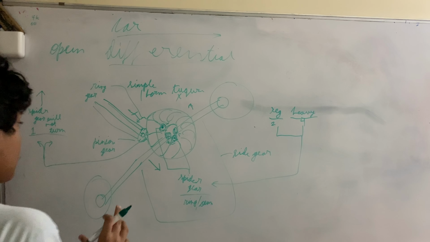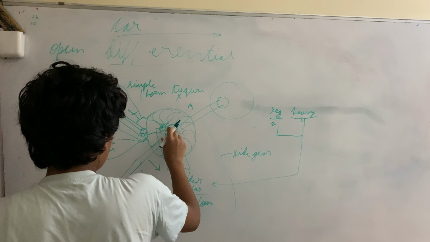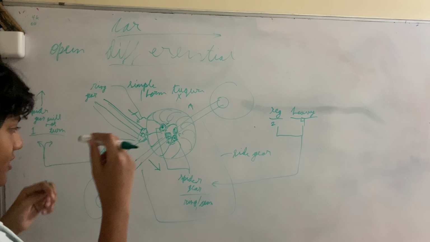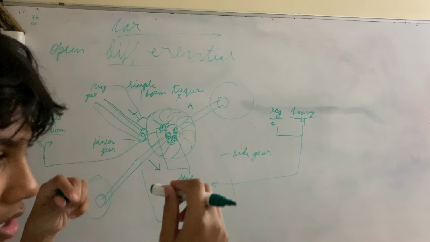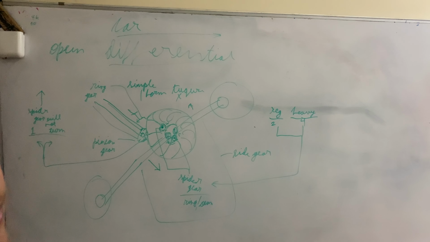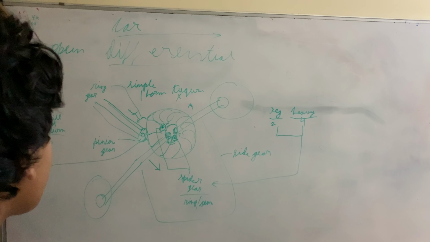And how it does that is by this. The spider gear turns one of these more forward and the other more back. This is how a car differential basically changes the speed of the wheels. And for the reverse effect, it's the opposite.